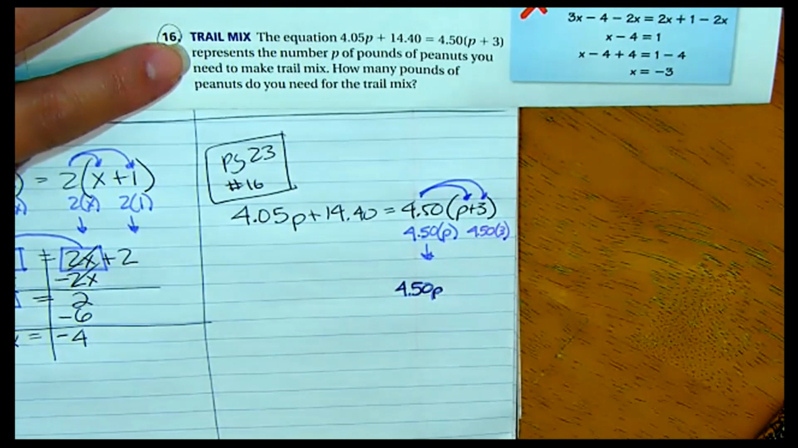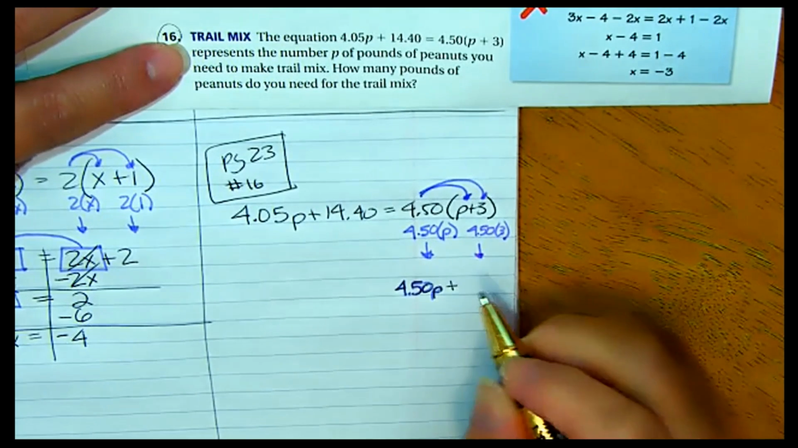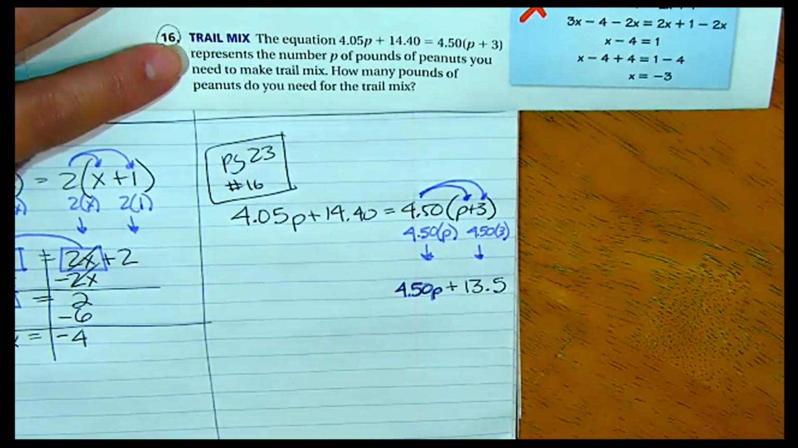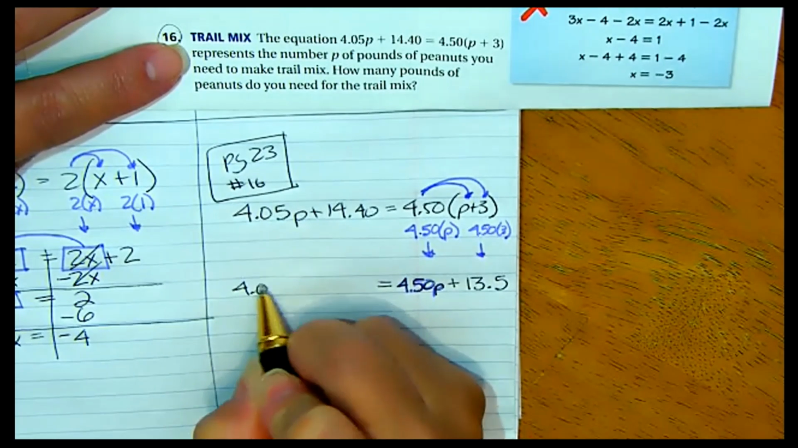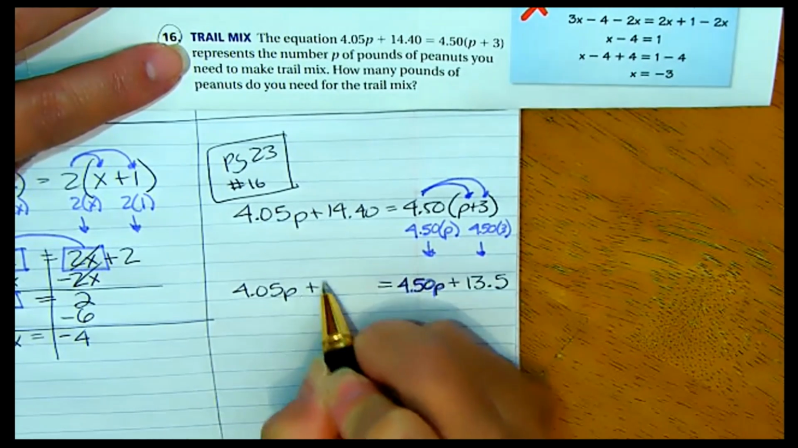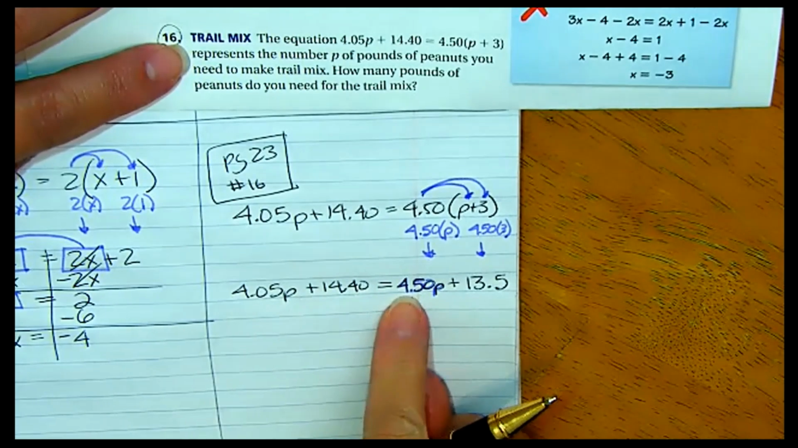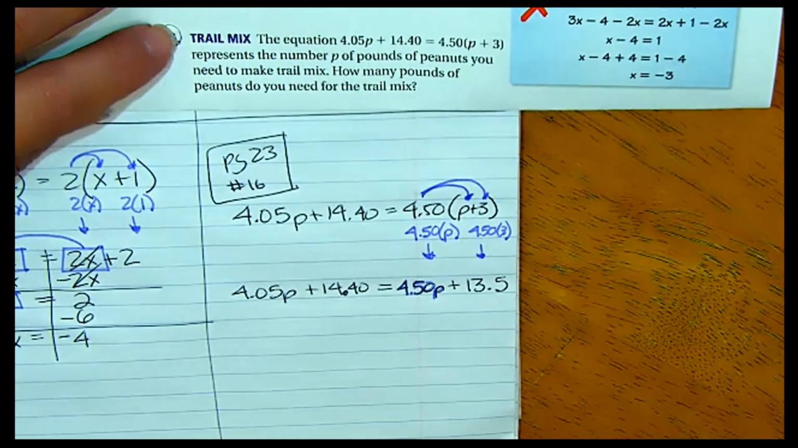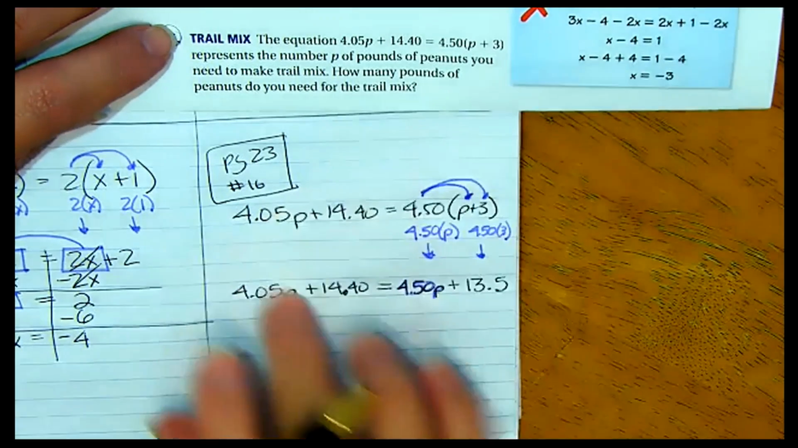Now, can you use a calculator for this? Yes, please do. That's fine. It equals 13.5. Then everything else comes down. And you need to combine your like terms and then work it from there. So I'm not going to solve this problem for you, but I did want to help you set it up.